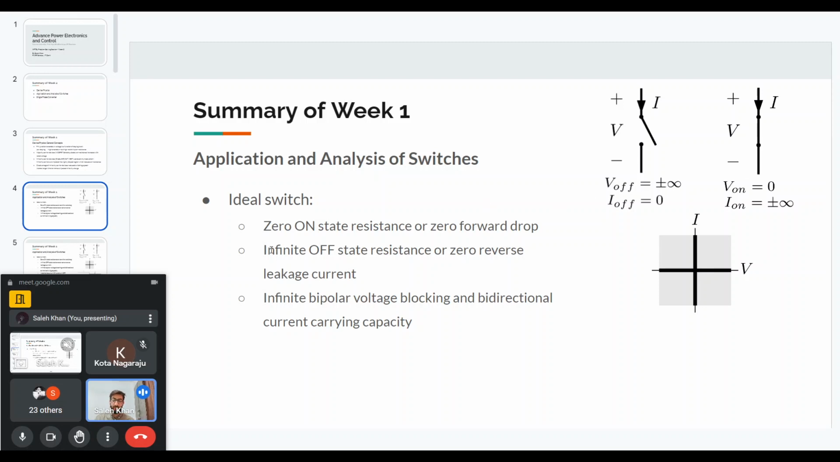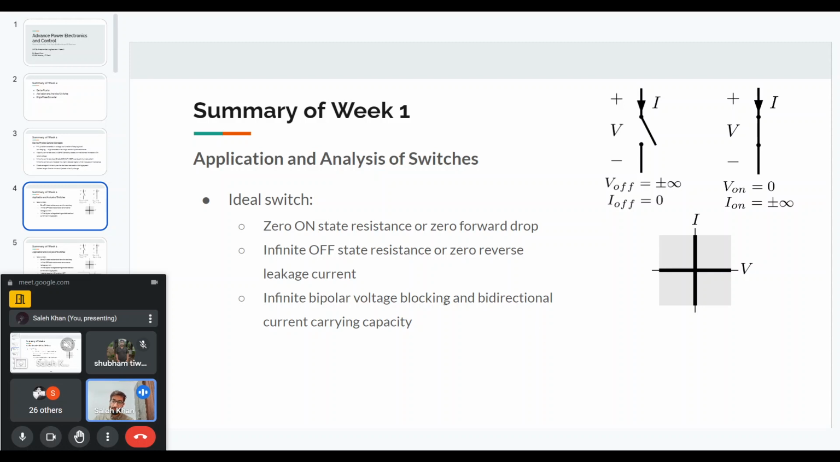The second property of an ideal switch is infinite off-state resistance or zero reverse leakage current. What that means is that when the switch is off, there should be no current passing through this device. We can understand that if the resistance is infinite, there will not be any current passing through the device. For most of the devices, this condition is actually followed quite well. We don't have very large reverse leakage currents during off time in practical devices. If there is a current, it is in microamperes or even less, nanoamperes. So this condition is relatively followed in practical devices, and we don't really worry about the reverse leakage current during off time for most practical devices.